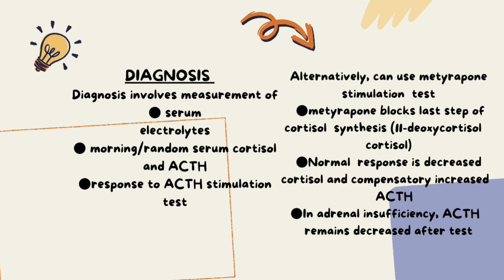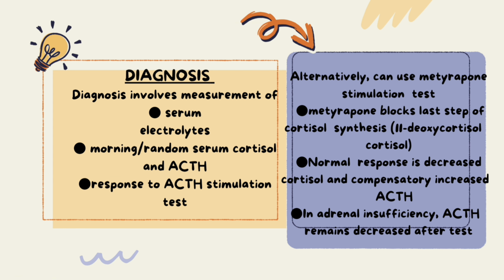Diagnosis. Diagnosis involves measurement of serum electrolytes, morning or random serum cortisol and ACTH. Response to ACTH stimulation test in individuals with normal adrenal function: the adrenal glands respond to the ACTH by significantly increasing the release of cortisol, and if the adrenal glands are damaged, they won't produce sufficient cortisol even when stimulated.